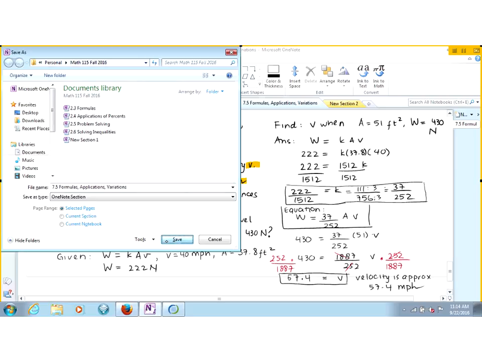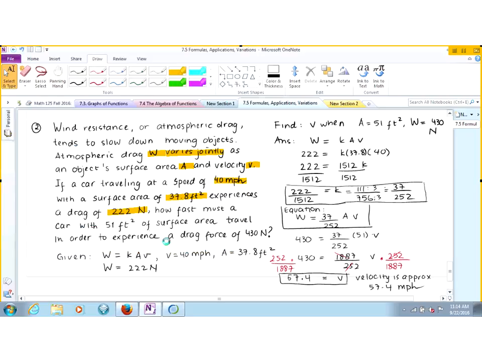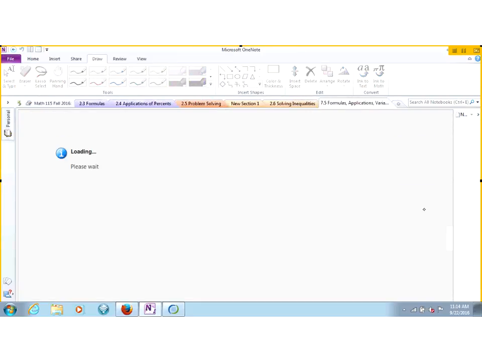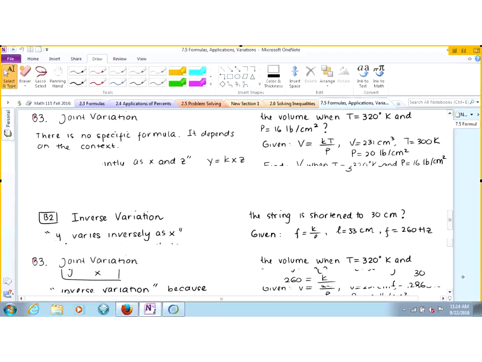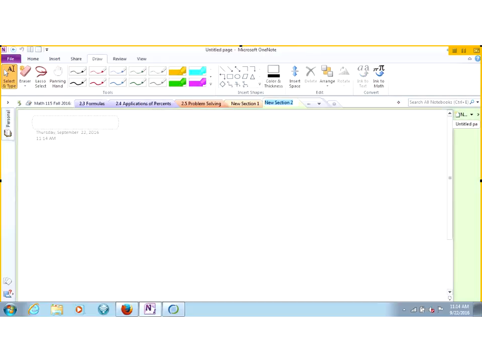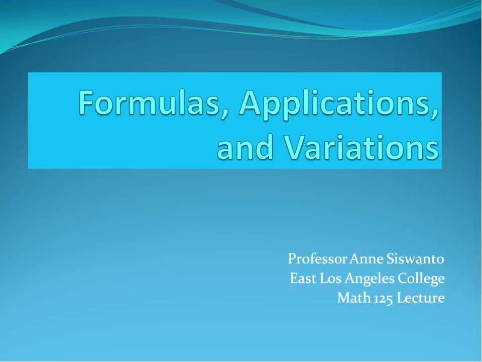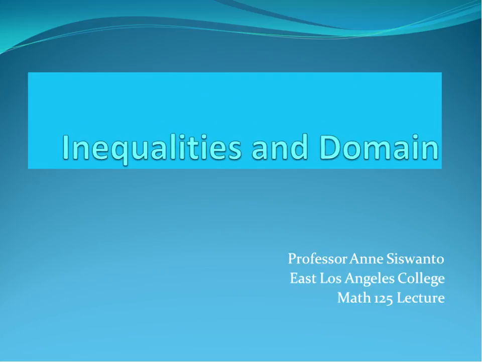Okay, 7.5 formulas. All right, good. So this is the beginning up to the end. All right, cool. Now, let's do another section. So 9.1. Let me say this first. We're done with 7.5, and we will start with 9.1, inequalities and domains.